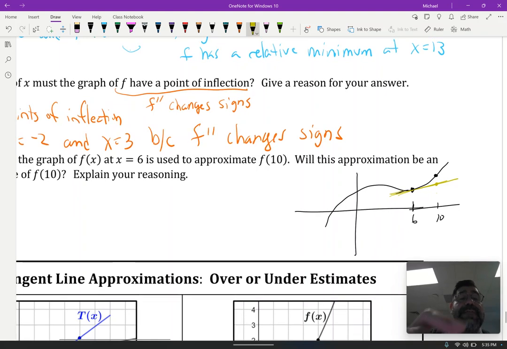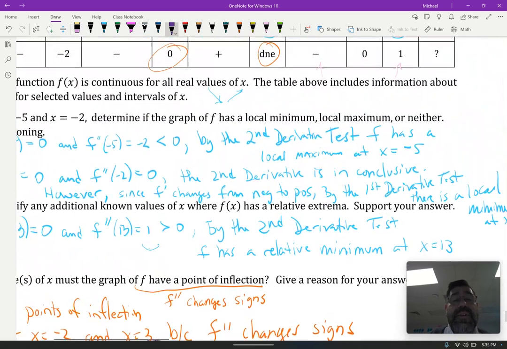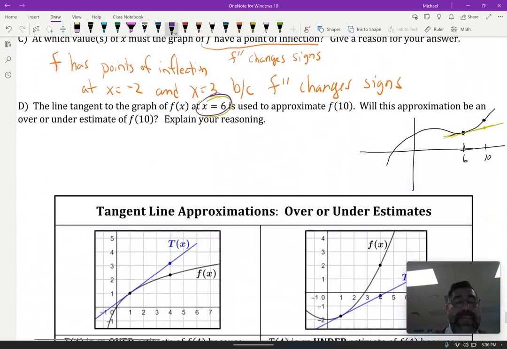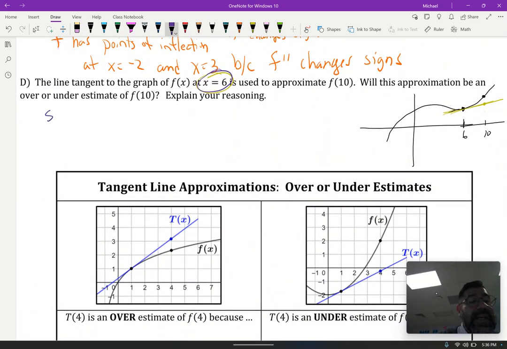Well, if you go check at x equals 6, let's go to the table. At x equals 6, that would be in this window. My second derivative is negative. Okay, so this is what I'm going to say. Since f double prime of 6 is less than 0, that means I have a concave down situation.